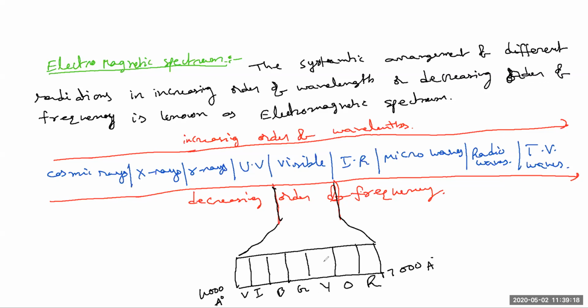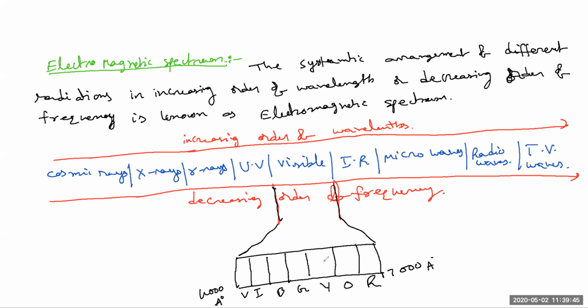So anyhow, this is a spectrum, no? The wavelength numbers are there, but no need to remember. Even in the NCERT textbook or any other book, values are given. While doing the problems, they will give values. No need to memorize, but the order you should remember. What is the order? Cosmic rays, gamma rays, X rays, UV rays, visible, IR, microwaves, radio waves, TV waves.